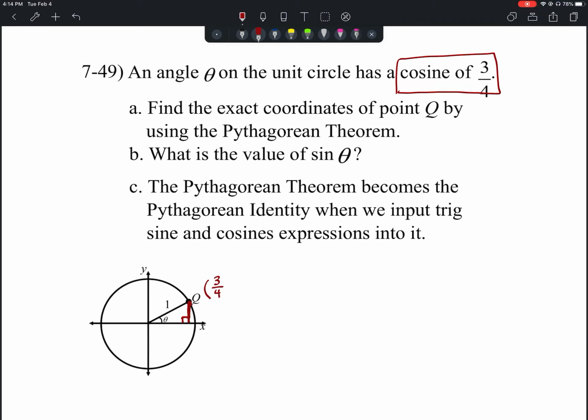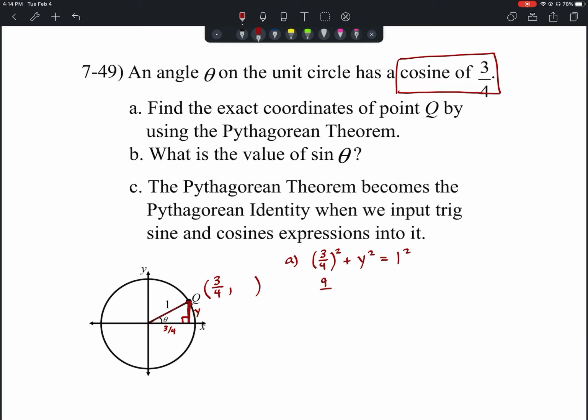3/4 is our x coordinate there. We need to figure out what the y coordinate is going to be. Well, if this distance is 3/4 and the hypotenuse is 1, we can find our y value using the Pythagorean theorem like they want us to. Let's do it here. So for part A, we're going to do 3/4 squared plus y squared is going to equal 1 squared.